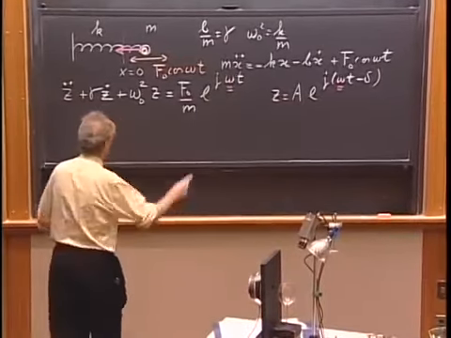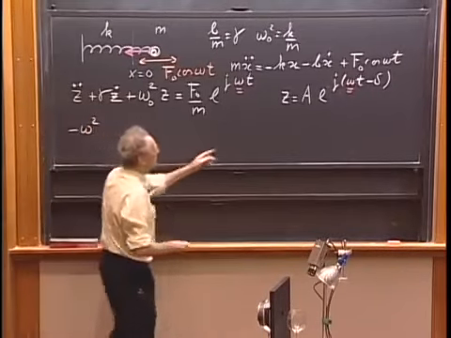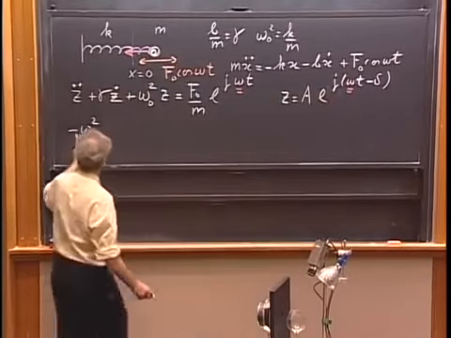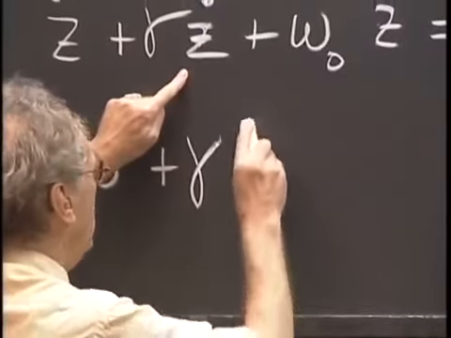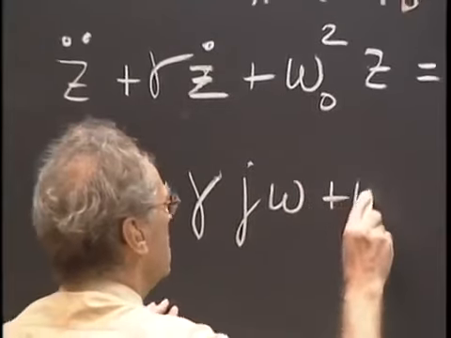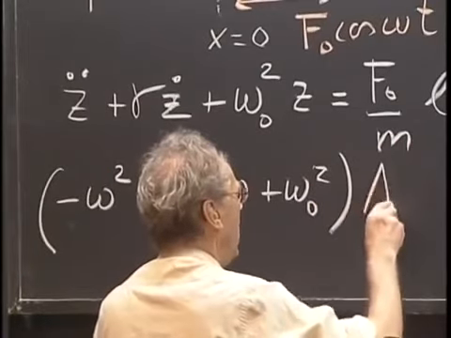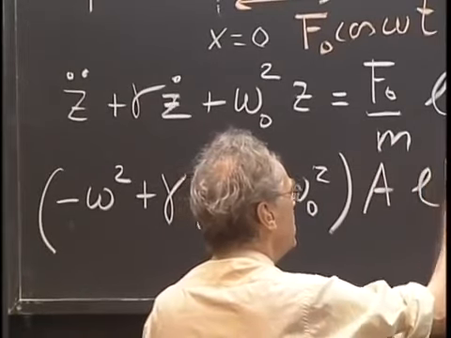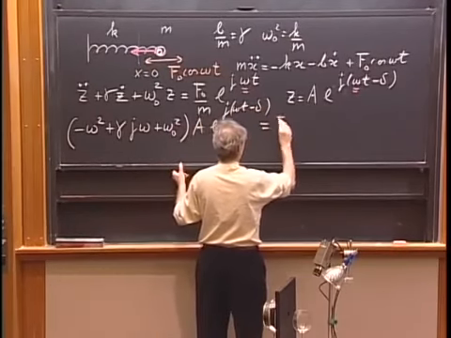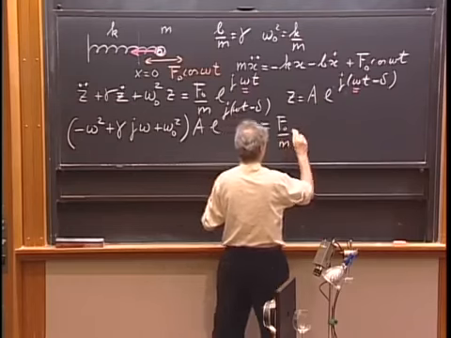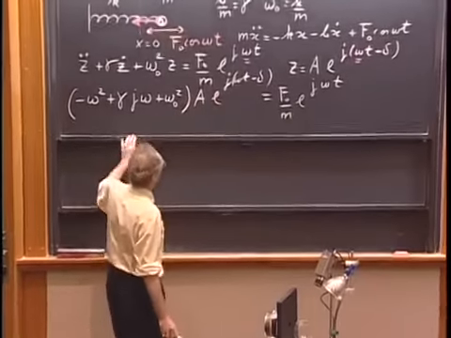So now I'm going to take the second derivative, so I get minus omega squared. j omega comes out twice, so I get minus omega squared. Then I get plus gamma times j omega. Then I get plus omega 0 squared. And that whole thing multiplied by A times e to the power j (omega t minus delta) now equals F0 divided by m times e to the power j omega t. So the whole thing is now in the complex plane.